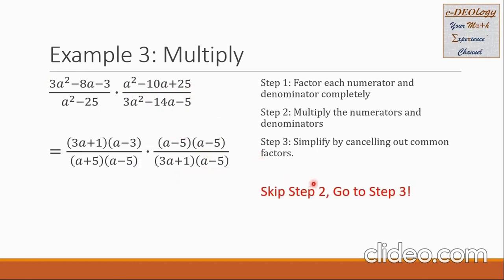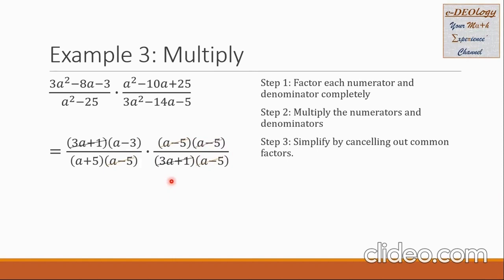Also, we can skip the step 2. We can go directly to step 3, and that is to simplify by cancelling out common factors. Look at this 3a plus 1. We can cancel this with the 3a plus 1 in the denominator of the second rational expression. The a minus 5 can be cancelled with the a minus 5 here. There is another a minus 5 where we can cancel this with the a minus 5 down here. So you see now the respective factors are now cancelled out.